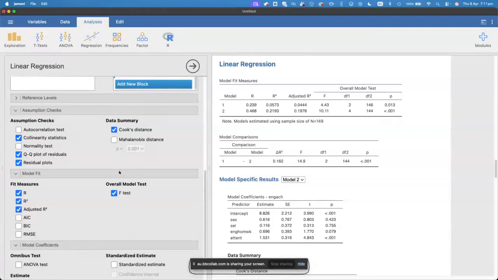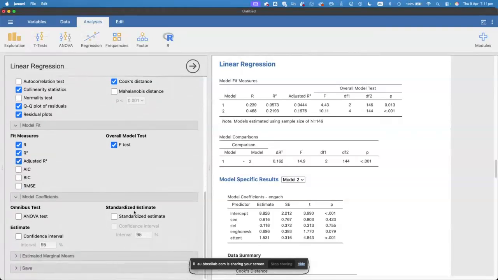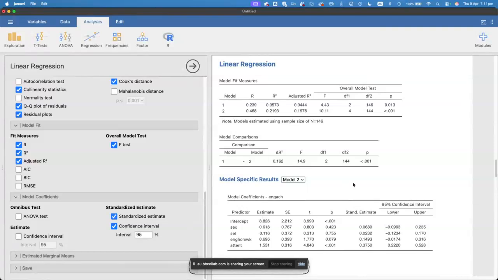Collinearity, QQ plot, residual plot, Cook's distance, F-test, adjusted R-squared, standardized estimate, confidence intervals.